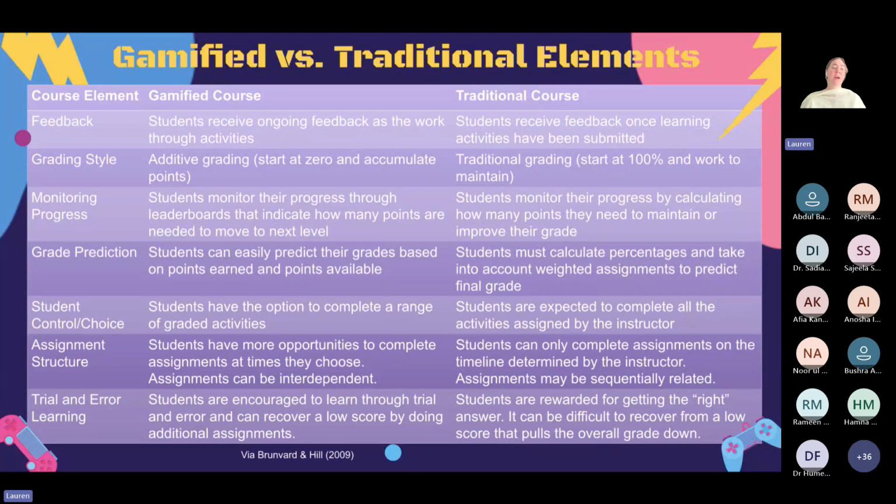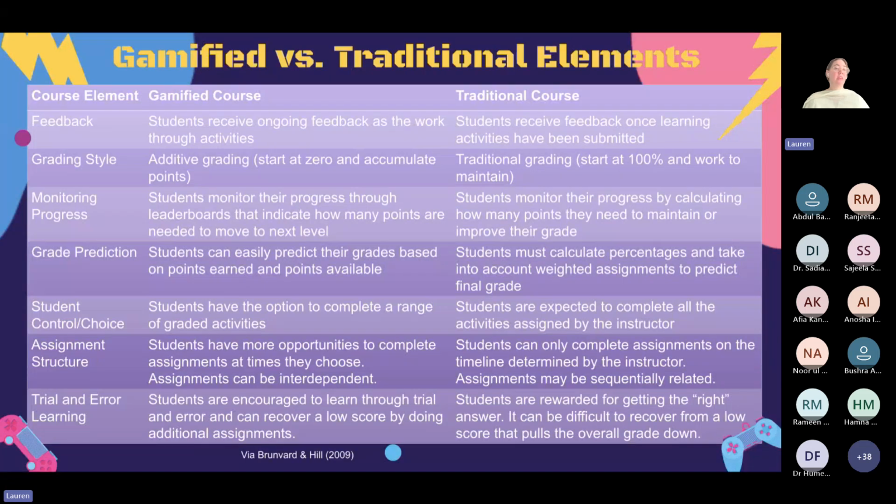And finally, there's trial and error learning. So in gamified courses, students are encouraged to learn through trial and error and can recover a low score by doing additional assignments. So for example, when you're playing a game and you are learning how to play that game for the first time, you don't pass every single level every single time. Sometimes you fail a level and you have to try again. Or if you're playing a more complicated game, you might fail a level and then have to use a different route in order to get to your goal.